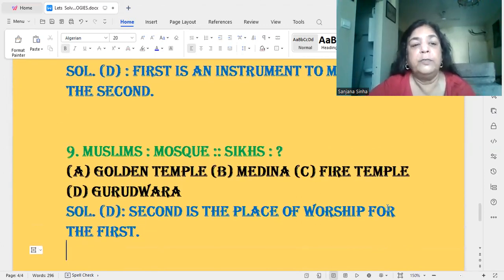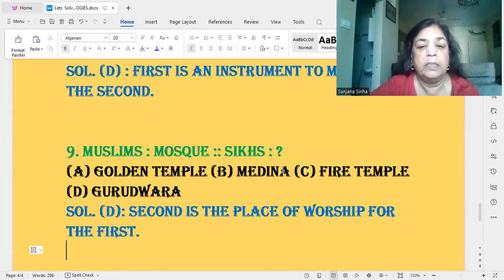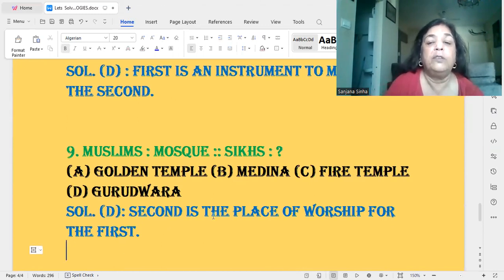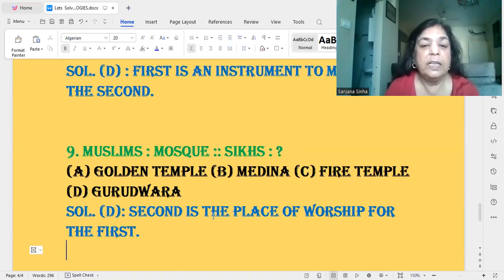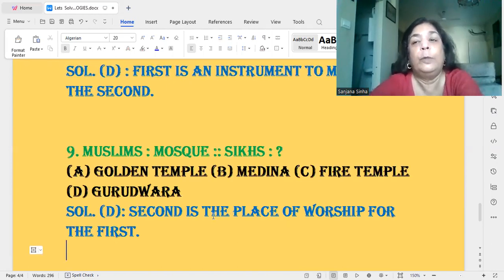Number 9, pretty easy for you. The Muslims worship in a mosque, and the Sikhs worship in a Gurudwara. Not the Golden Temple, not the Medina, not Fire Temple, but the Gurudwara. Solution: the second is the place of worship for the first one. Like the mosque is a place of worship for the Muslims, and the Gurudwara is a place of worship for the Sikhs.